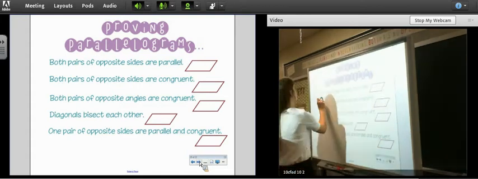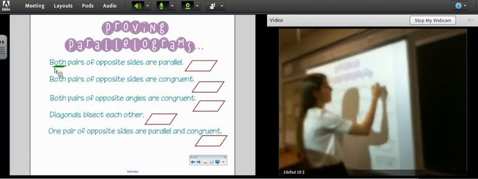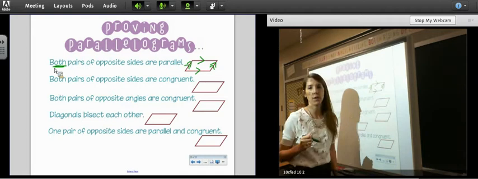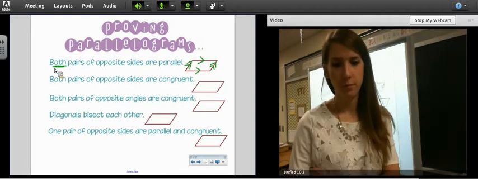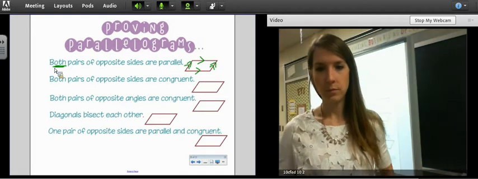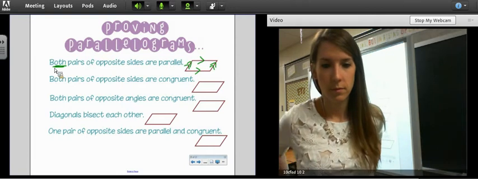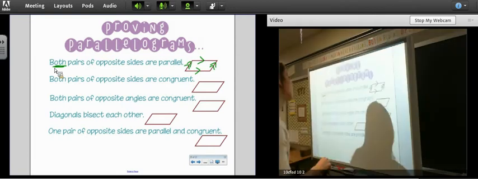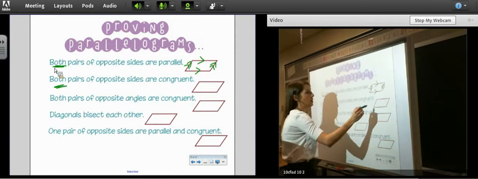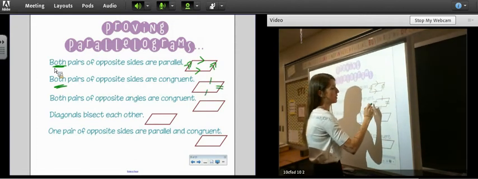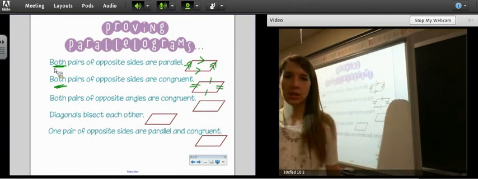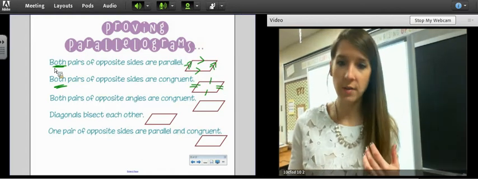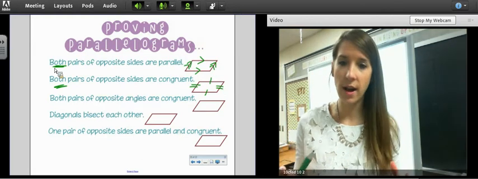If both pairs of opposite sides are parallel, then you are done. You have proved that the quadrilateral is a parallelogram. Both pairs. If both pairs of opposite sides are congruent, this one's congruent to this one, this one's congruent to this one, then you're done. It's guilty of being a parallelogram. You don't need to check that they're parallel. If both pairs of opposite sides are congruent, it's already a parallelogram.